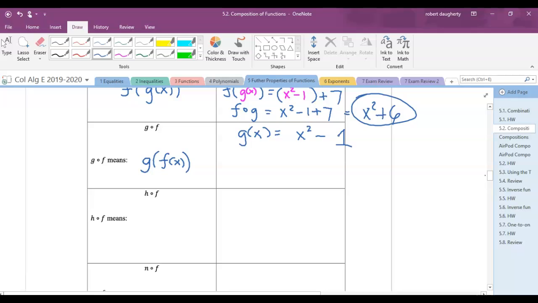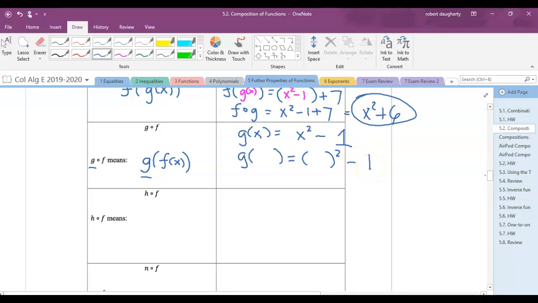Just to make it clear, whatever letter is on the outside, you're going to do that one first. This is the outside, that's the inside. For this one we're doing g first, and for the last one we're doing f first, because it was on the outside. So you always take the one on the outside, write it down first, and then rewrite it with parentheses.